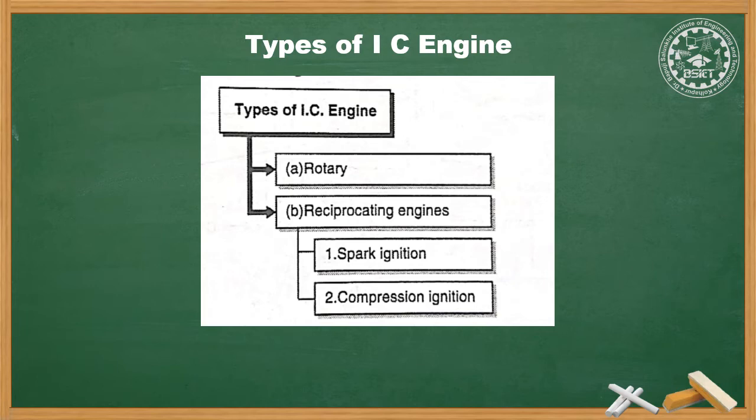The reciprocating engines are classified into two types: spark ignition, that is petrol or gasoline engine, and second is compression ignition, that is diesel engine. Both these engines are further classified, depending upon the number of strokes, as 2-stroke and 4-stroke IC engine according to the piston movement.